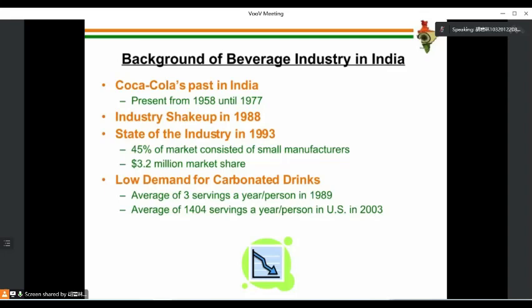They wanted Coca-Cola to give up its shareholdings. They also wanted not just the shareholding, but also the secret recipe of Coca-Cola. And you guess what? Coca-Cola actually rejected the government. And it was during that time, in 1977, that Coca-Cola left India. During the industry shakeups in 1988, and into the 90s, 5% of the market was considered small manufacturers, like those making bottles, caps, plastics, and so on. This is the whole industry phenomenon that happened in India. I'll just skip to the next one.